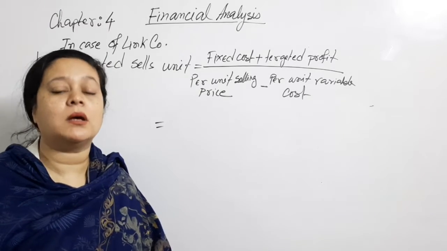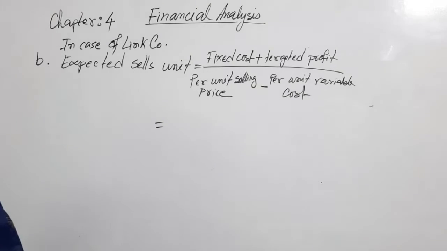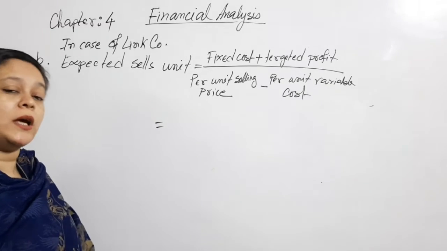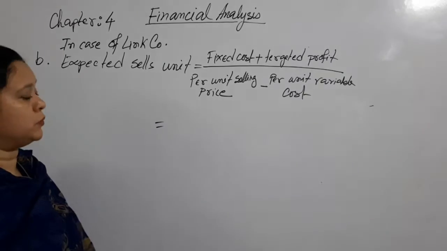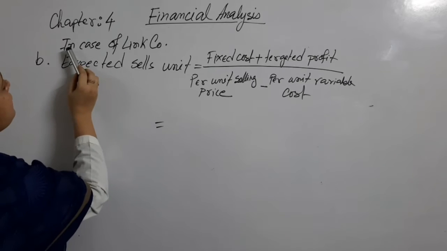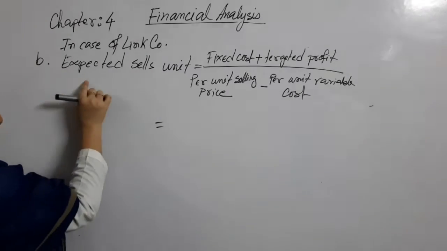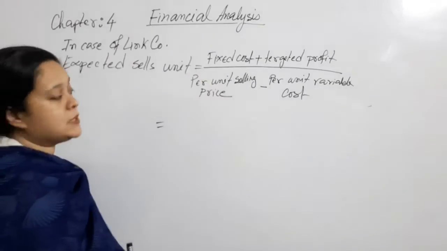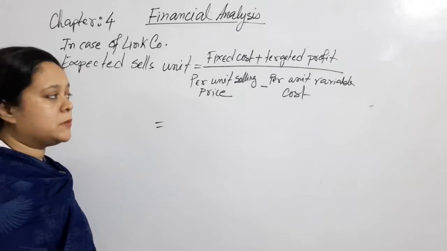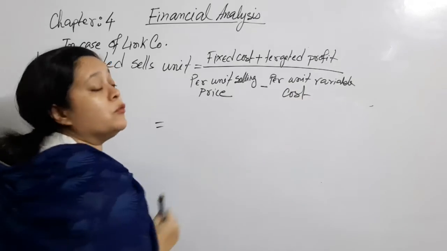The second requirement B is we have to find out the expected sales unit of both companies, then which one is more. So first I am finding out the Link Company's expected sales unit. In case of Link Company, the formula is fixed cost plus targeted profit, or expected profit, same thing, divided by per unit selling price minus per unit variable cost.